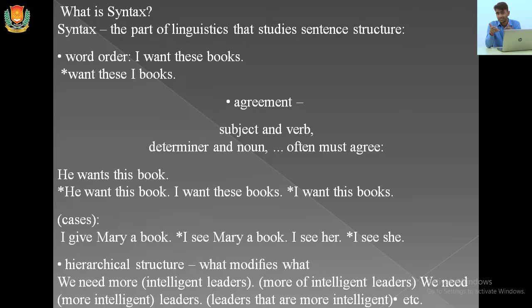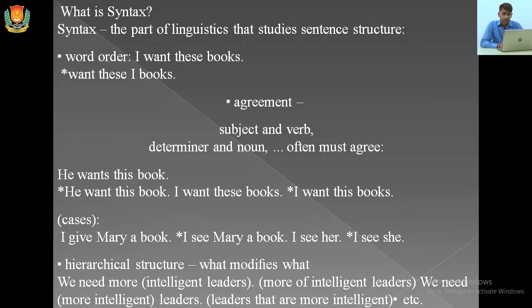Demonstrative means this, that, these, those. These adjectives are called demonstrative adjectives. Grammar is interconnected. Whenever we study grammar, suppose we are learning a topic, it is interconnected with each other. Here we can see, suppose, determiner and noun.